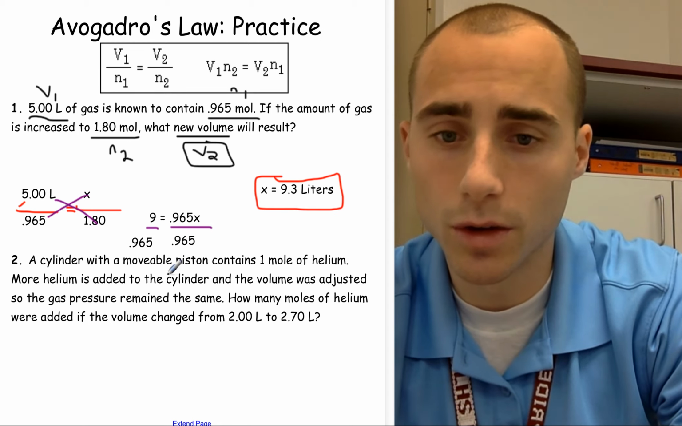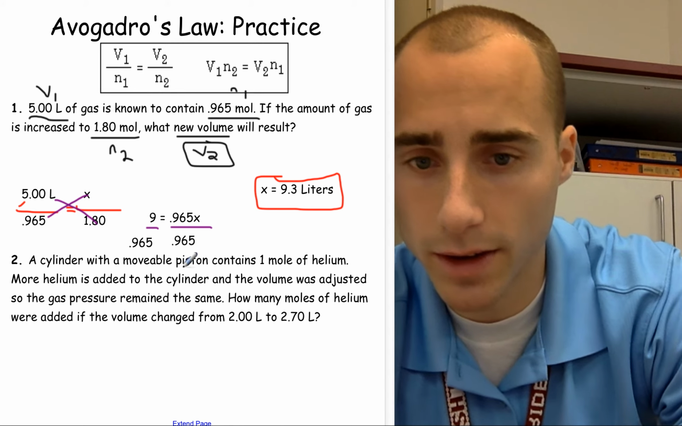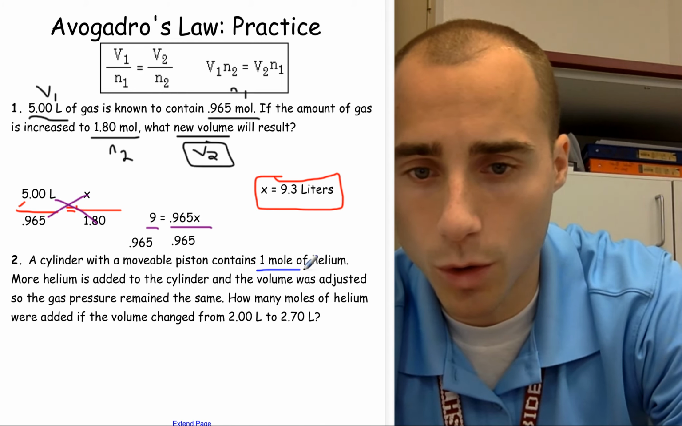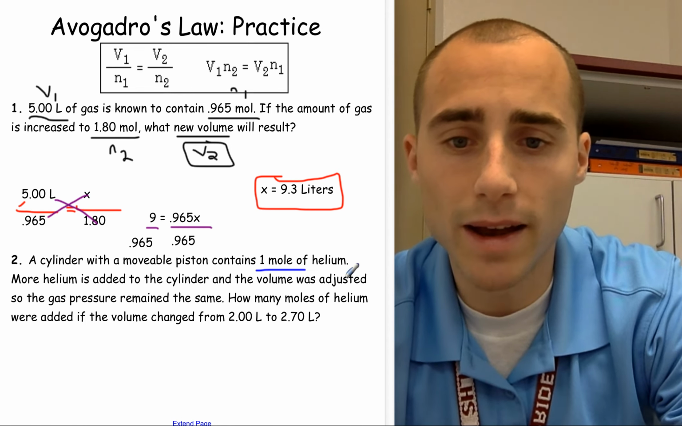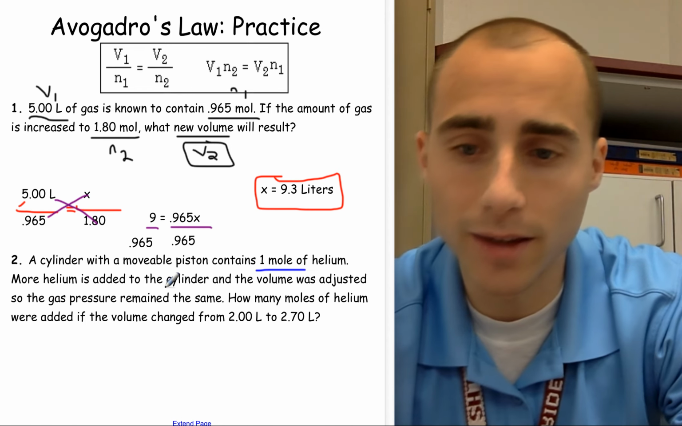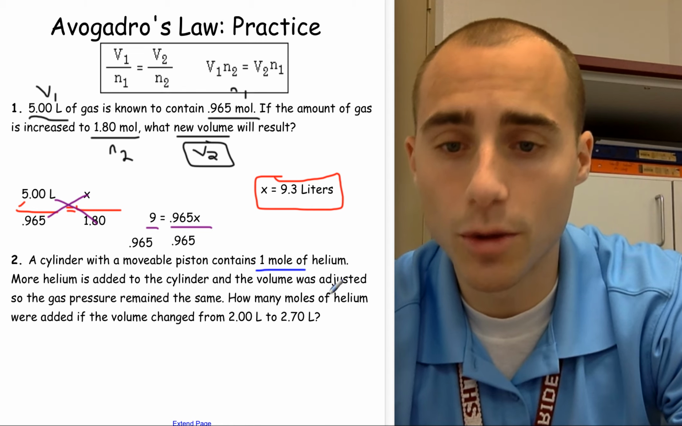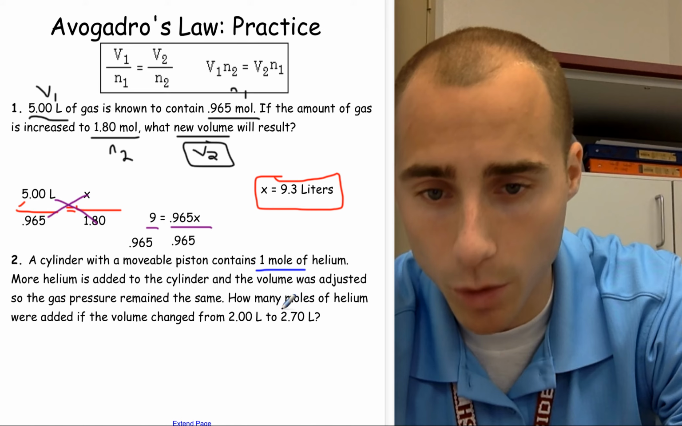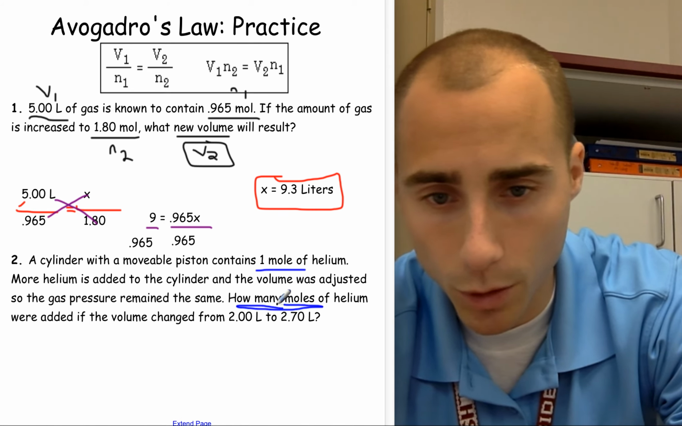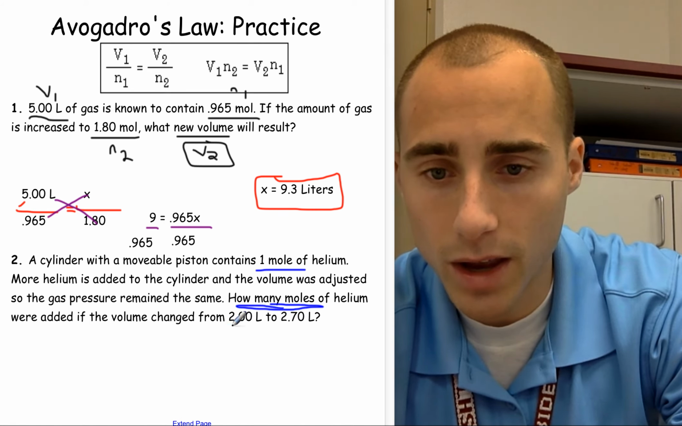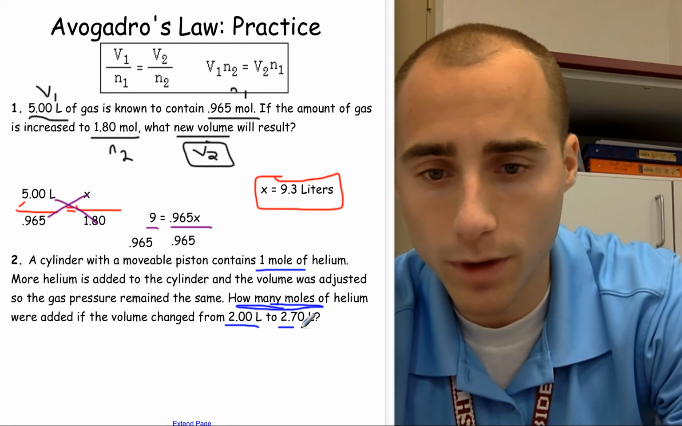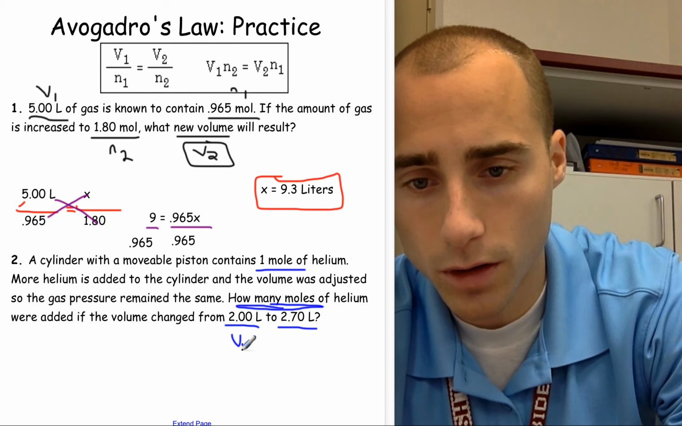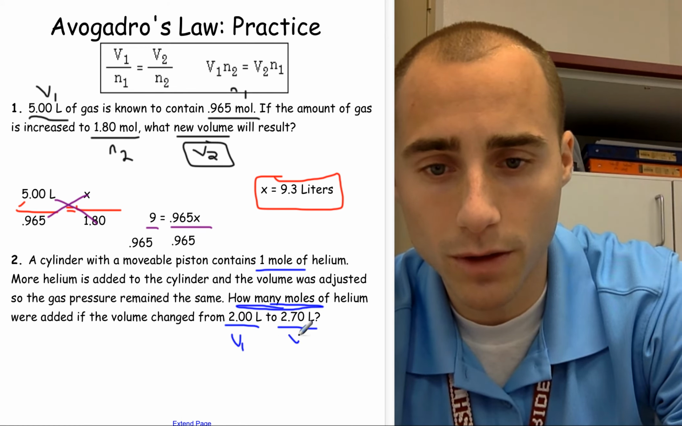All right, let's go on to 2. First thing we do, identify the 3 things we're given. A cylinder with a movable piston contains 1 mole of helium. More helium is added to the cylinder and the volume was adjusted so the gas pressure remains the same. How many moles of helium were added? So we're solving for moles if the volume changed from 2 to 2.7. So this is our first volume we're given, so this is volume 1. This is our second volume we're given, so this is volume 2.